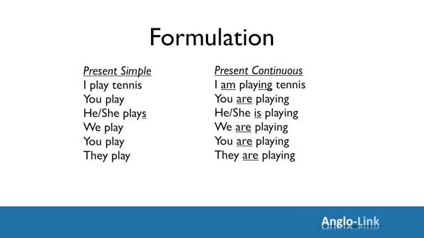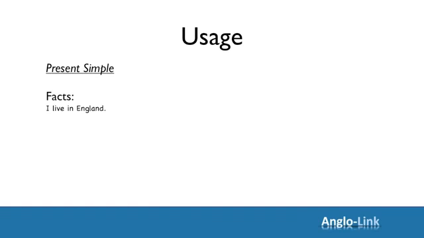Right, now the main part, usage. When do we use present simple and when do we use present continuous? Present simple is used to indicate facts and habits, things that are always true. General facts. For example, I live in England. And you? Where do you live? I like ice cream. And you? What do you like? It rains a lot here. And where you are? Does it rain a lot?